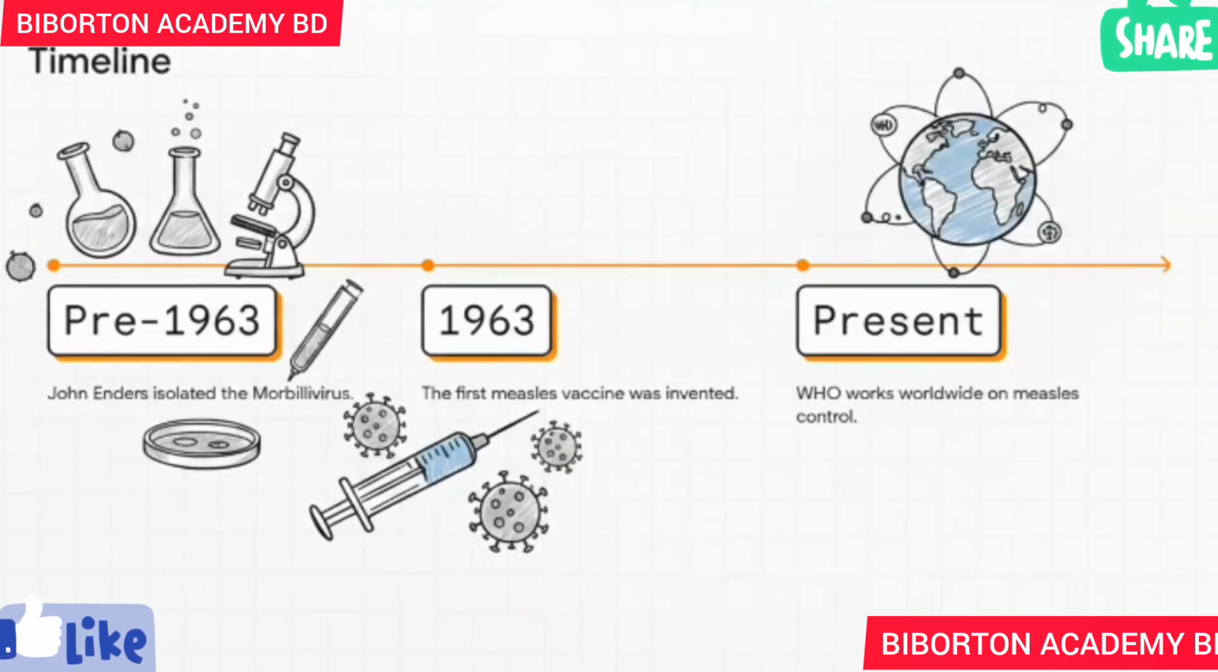Let's take a quick look back at history to really celebrate this human triumph. Before 1963, a brilliant scientist named John Enders successfully isolated the morbillivirus. This was an absolutely monumental breakthrough, a real game changer. That set the stage for the historic year of 1963, when the very first measles vaccine was officially invented. And today? Well, the World Health Organization is working tirelessly on global control initiatives. Their goal is to make sure this disease can never, ever trigger a global pandemic again.